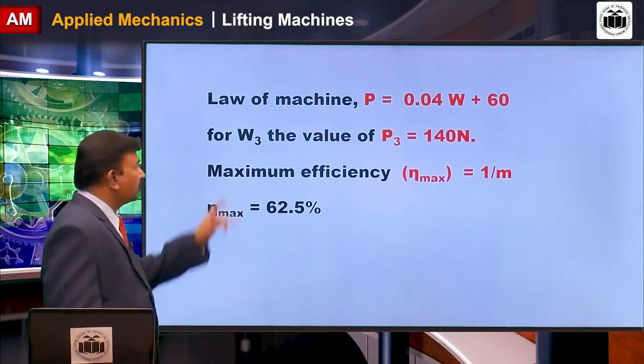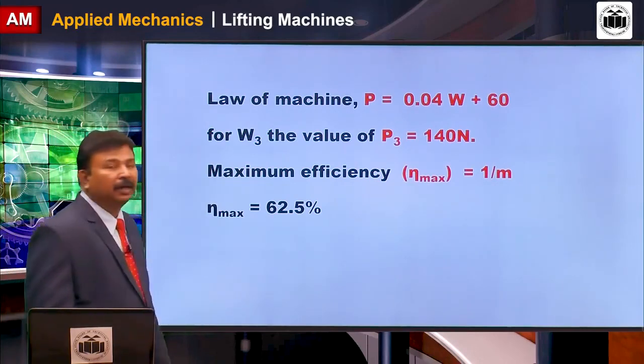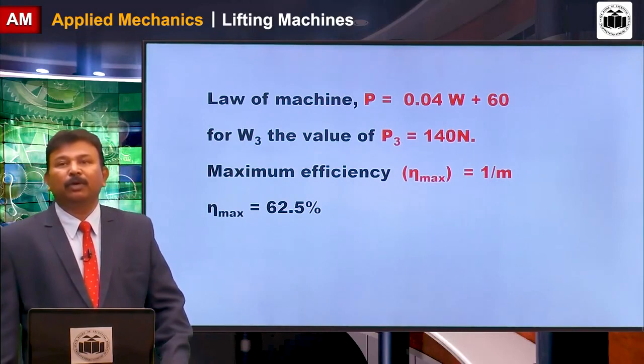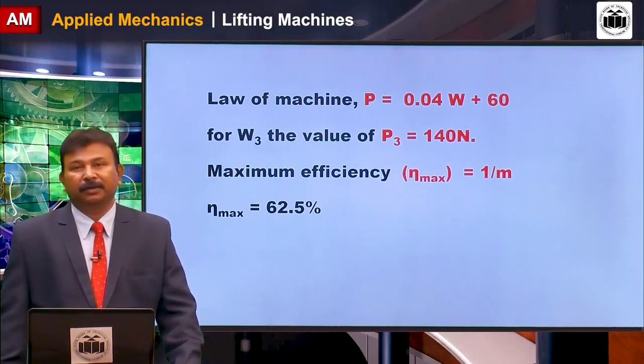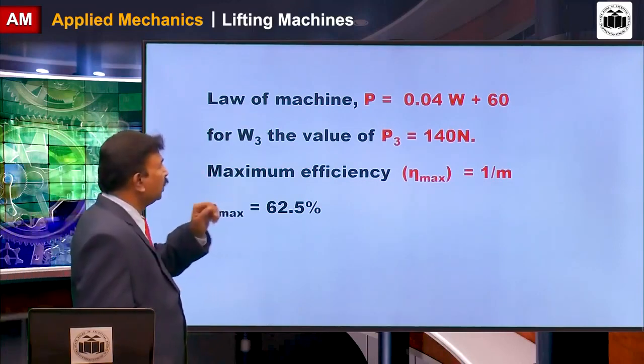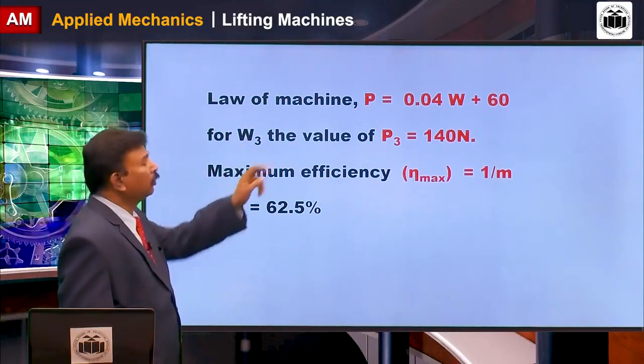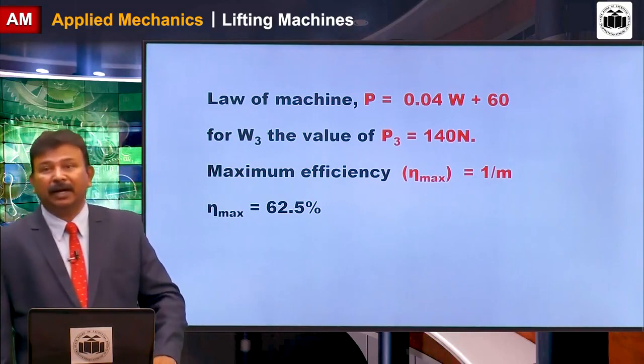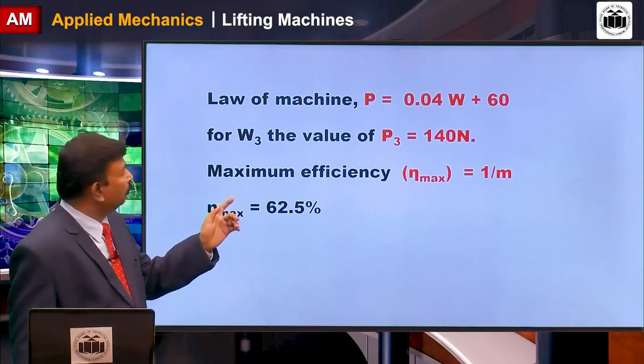Now, first of all, write down the law of machine, and putting the value of W in the law of machine, you will get the value of P3 as 140. Most of the time, it is found that you are not writing the law of machine, and if you are not writing it, you will not get the value of P3.